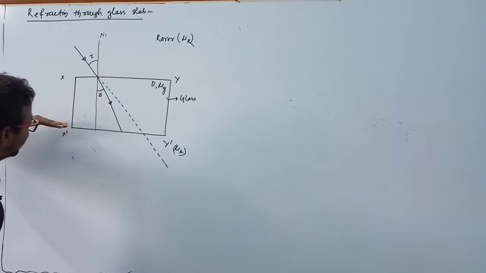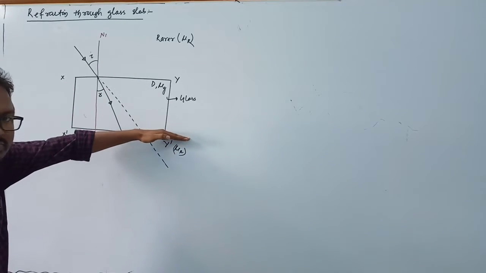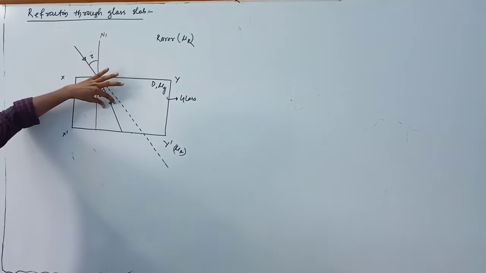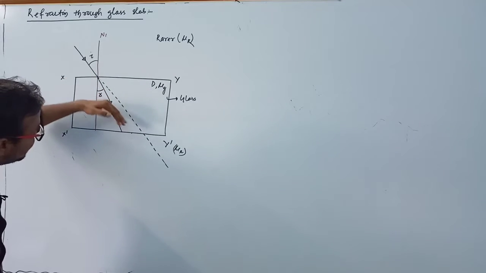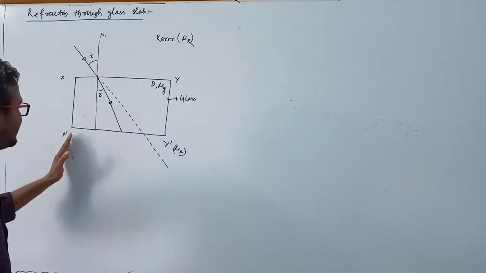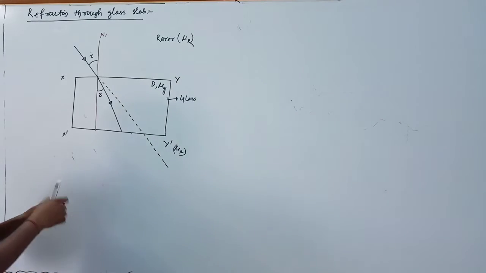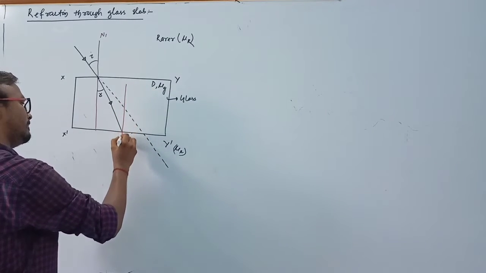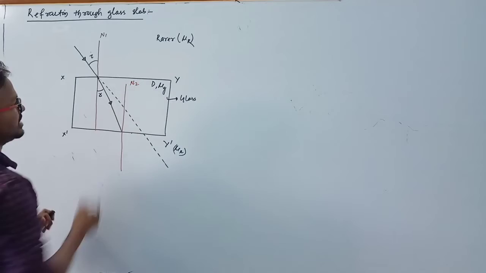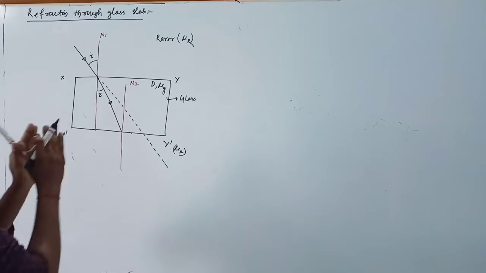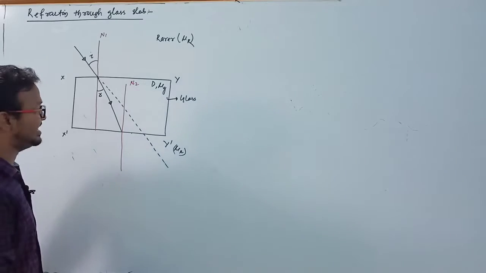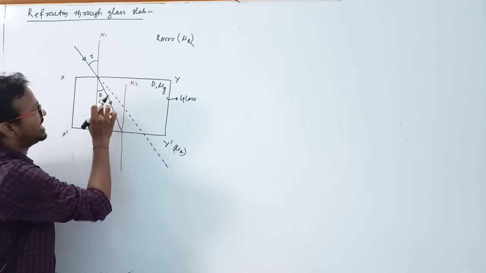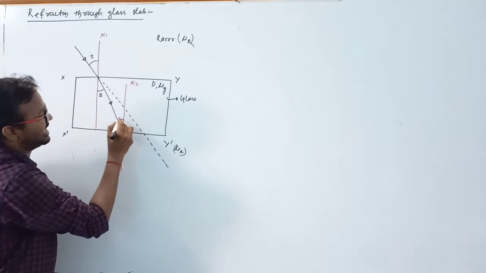Now, for the second refracting surface, this refracted ray is the incident ray, and when this incident ray strikes the second refracting surface x dash y dash, now we have to draw a normal here, and this is the normal, and suppose this normal is n2. Clear? And the angle made by the incident ray and normal, this angle is known as angle of incident. So these normals are parallel, so this angle and this angle are equal. So we can write this angle is here R.